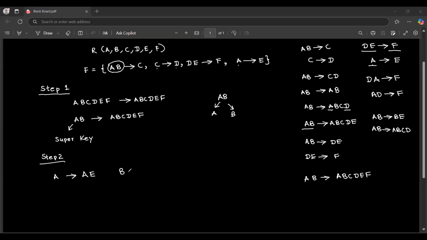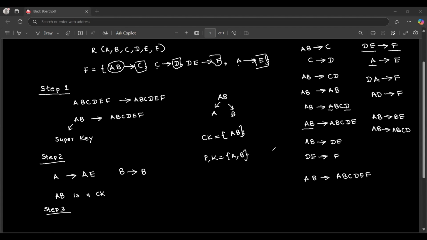And what about B? What does B functionally determine? B functionally determines only B. Why? There are no functional dependencies written based on B. So we can say AB is a candidate key. So you can write down candidate key equals AB, and we can say primary key attributes are A, B. Okay, that's it. Now we have to check, is there anything else? Are there any dependencies that affect A or B here? Let's check. Is A on the right hand side? No, no, no, and no. So AB is the only candidate key.